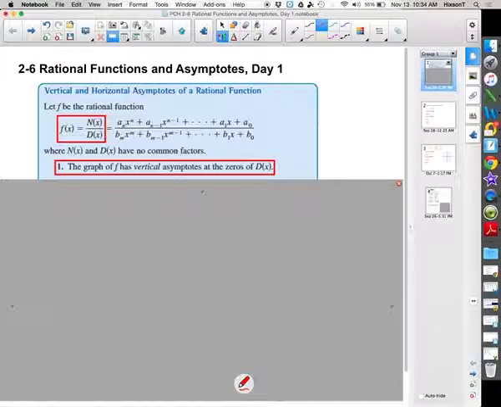First of all, the vertical asymptotes are found when we find the zeros of the denominator. The zeros of the denominator. If you have a rational function with no common factors, the zeros of the denominator will always give you vertical asymptotes.